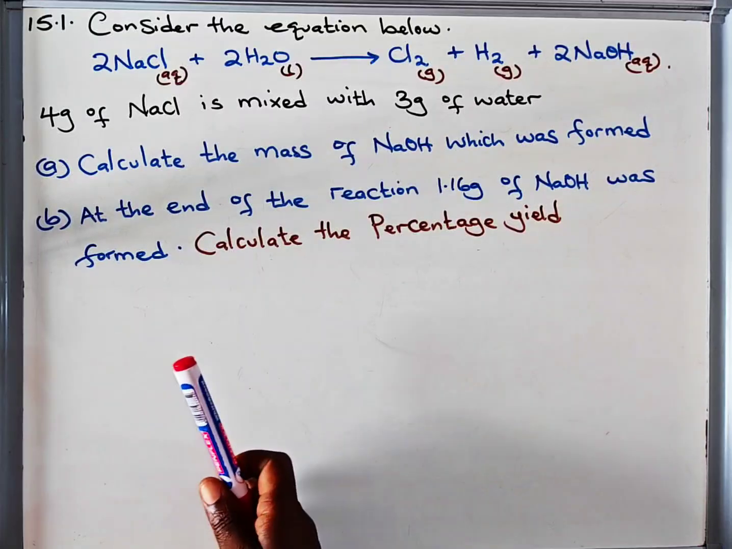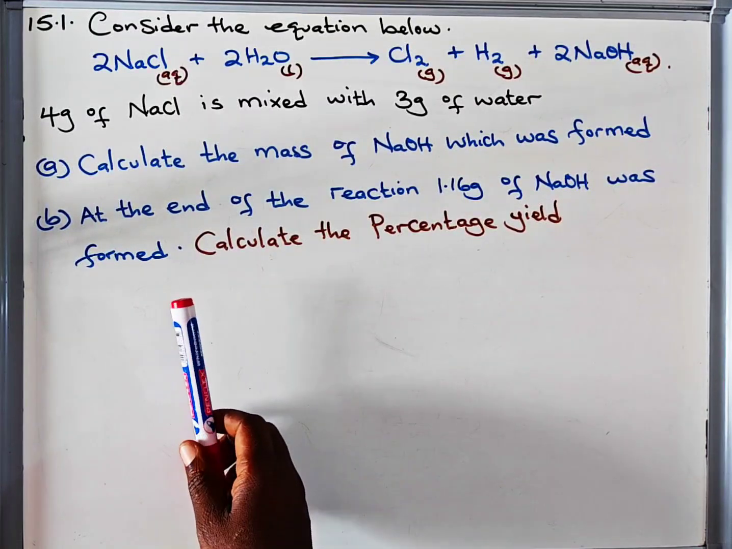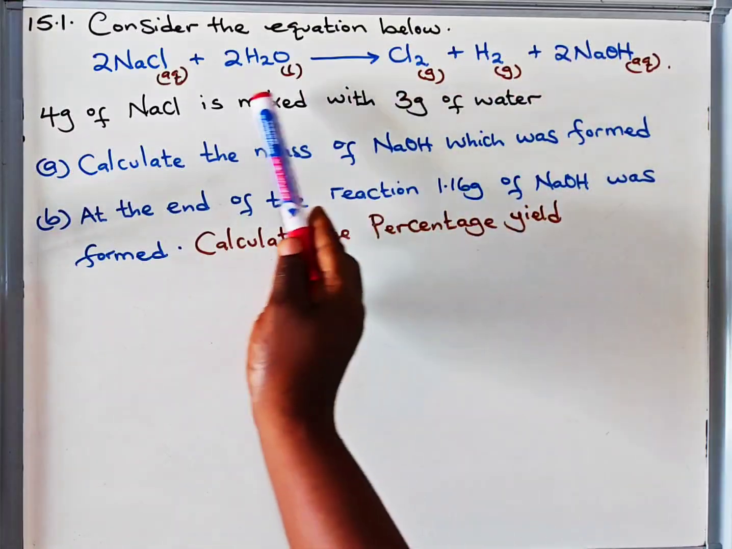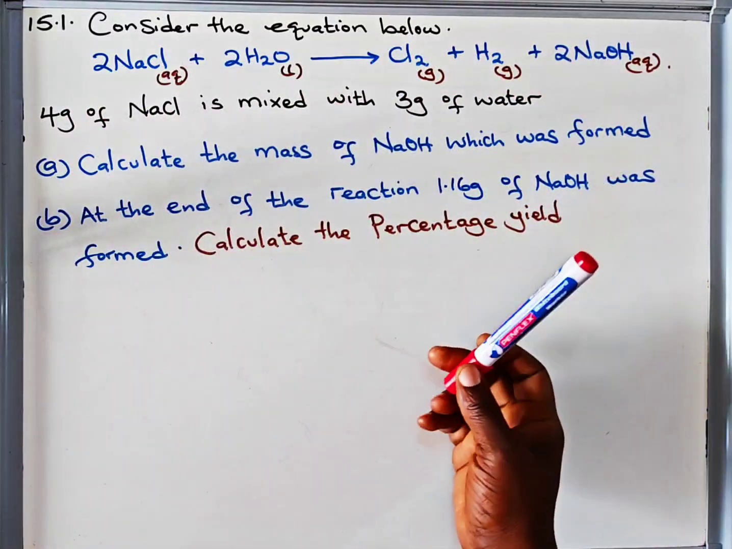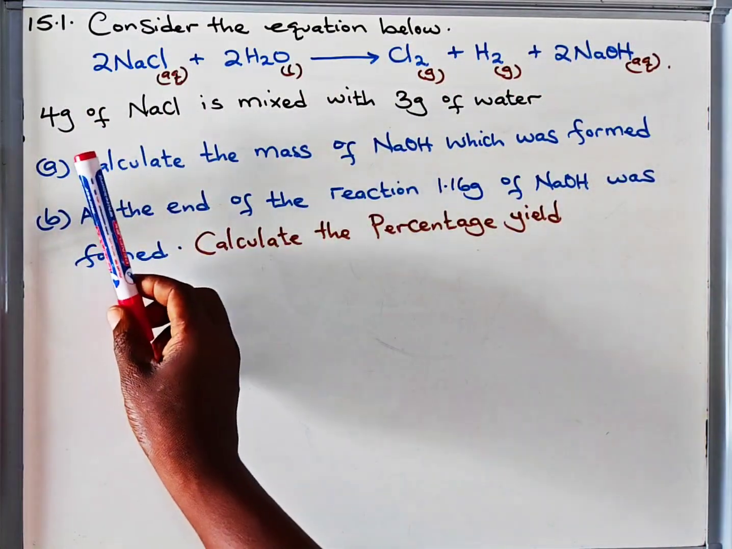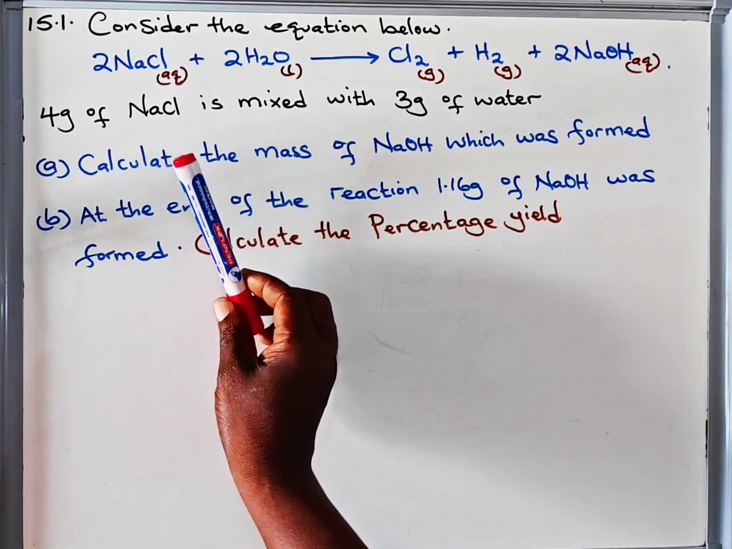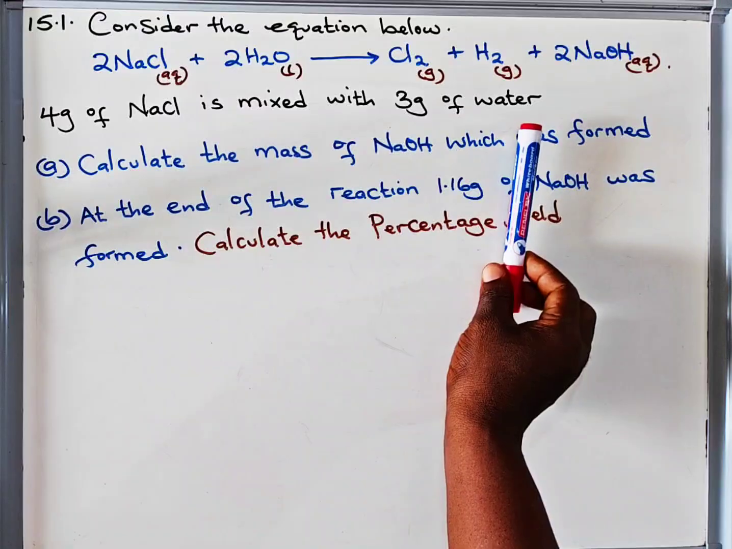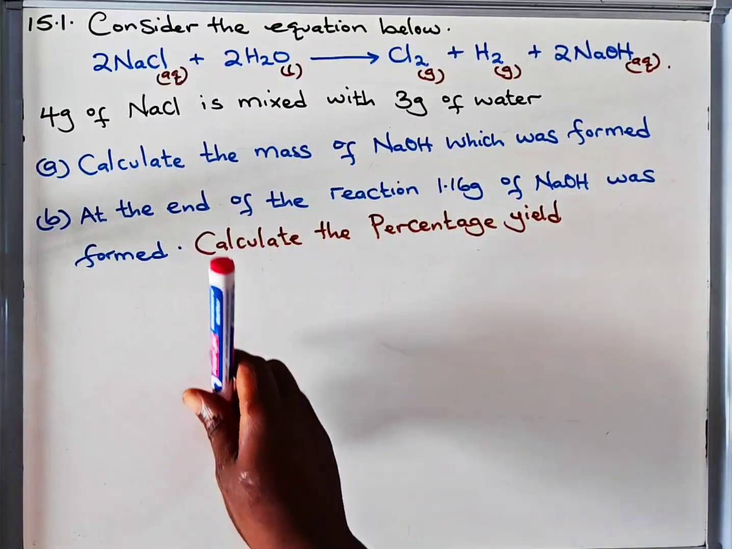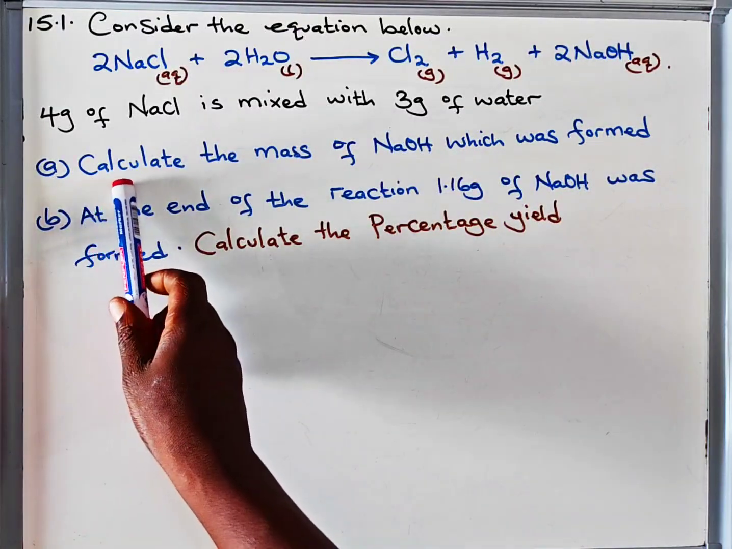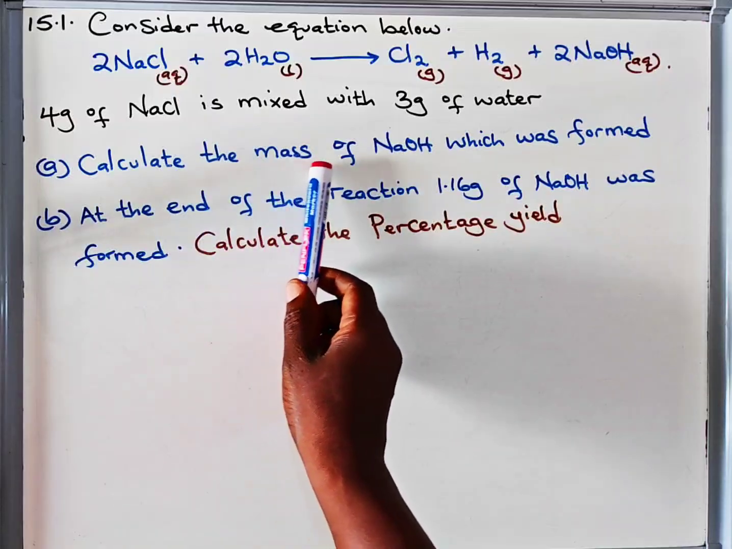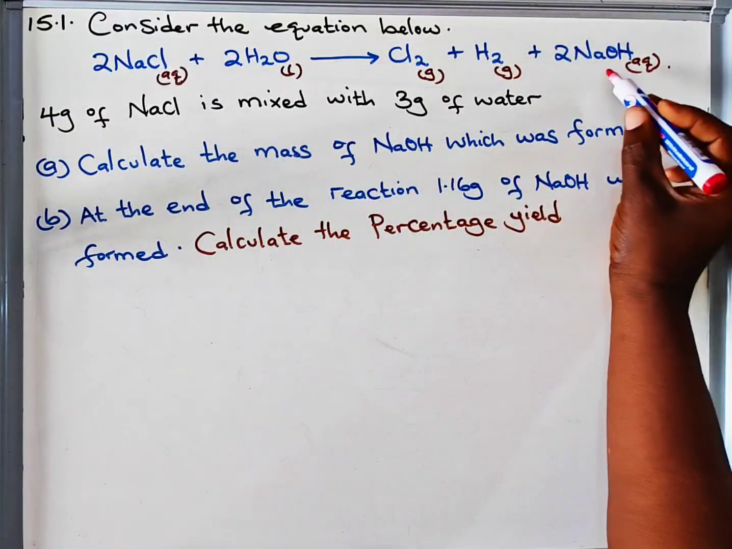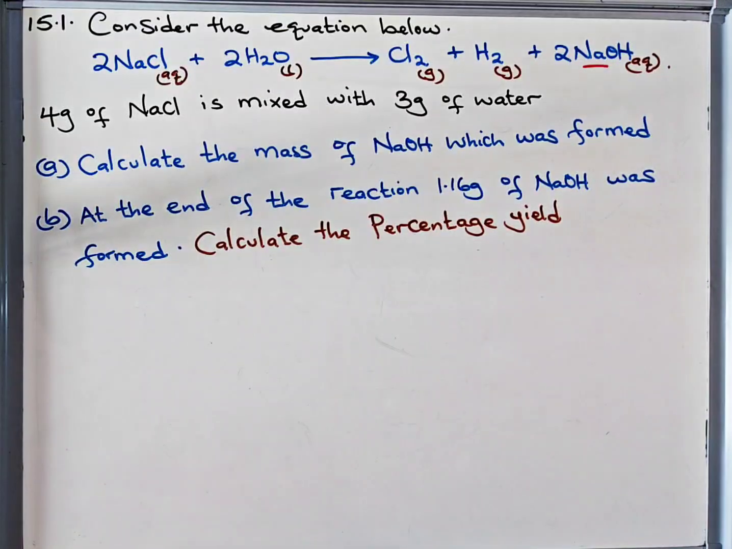Today we are looking at this question. It says, consider the equation below. This is the equation. They say 4 grams of sodium chloride is mixed with 3 grams of water. And the first question says, calculate the mass of sodium hydroxide which was formed.